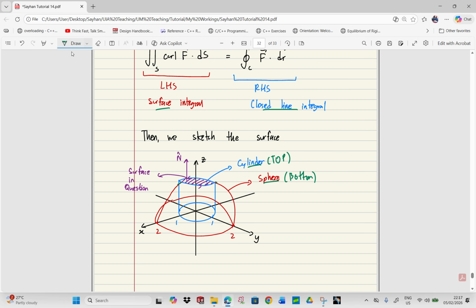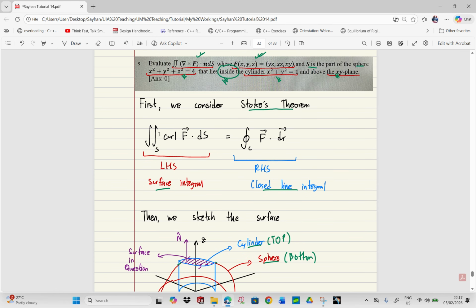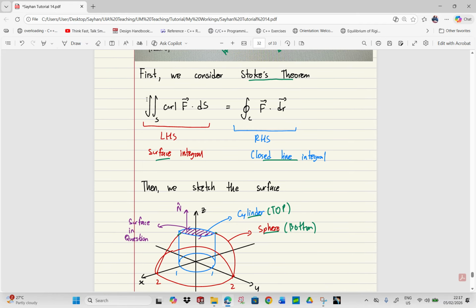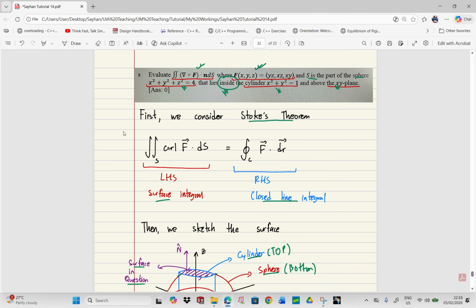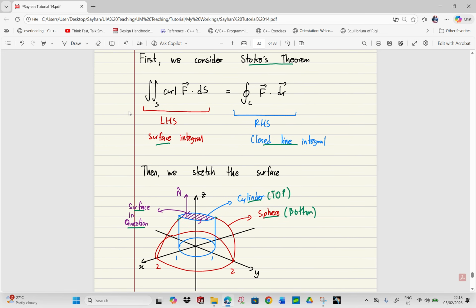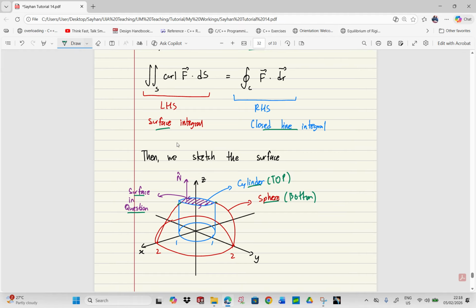Okay, because it's already stated explicitly. And our surface in question is basically a circular surface, right? And did they mention anything else? Above the xy plane. Okay, so above the xy plane, meaning to say that our normal vector is going upwards.